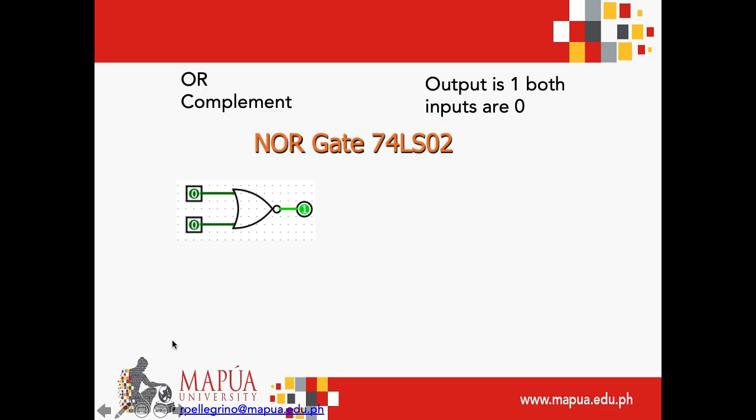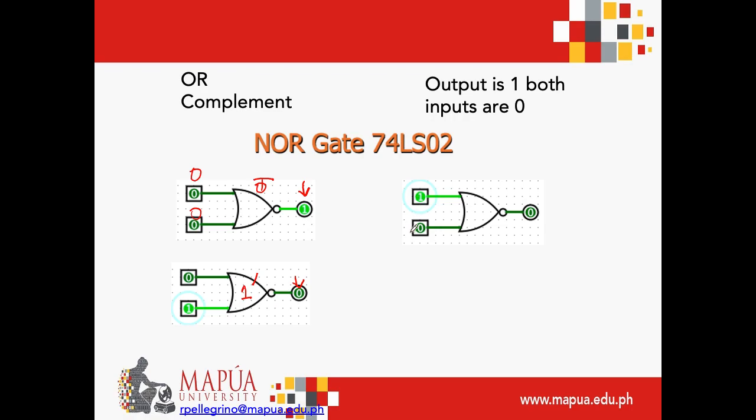As you can see, if I have 0 or 0, that is 0. So 0 or 0 is supposedly 0, but since this is complemented, therefore we have here the 1. And here we have 0 or 1. So 0 or 1 is 1. This is complemented, thus we have 0.